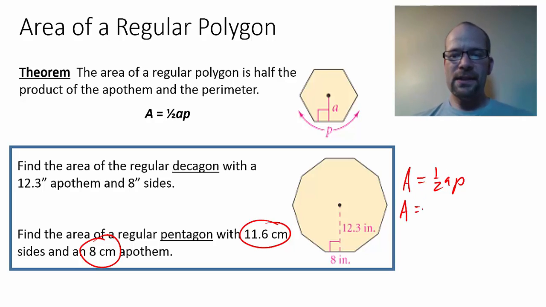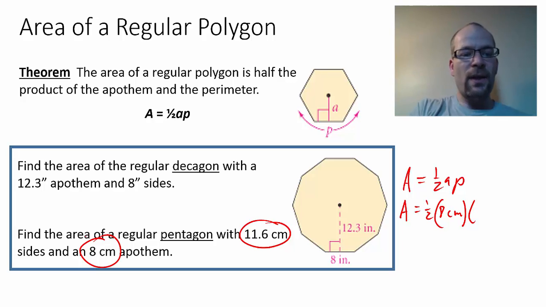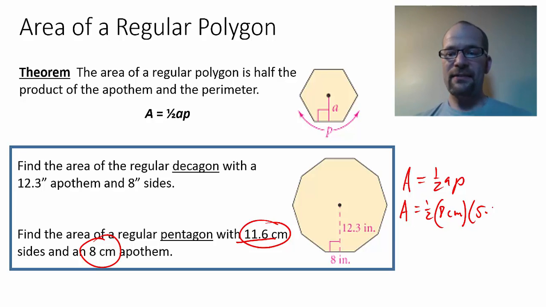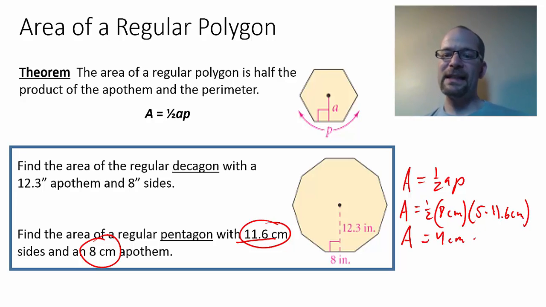So in this case, we have area is equal to 1/2 times the apothem, which is 8 centimeters, times the perimeter. Now, we weren't given the perimeter, we were given the side as 11.6, but we know that the perimeter of an n-gon is always equal to ns. So in this case, there are 5 sides, it's a pentagon, and each side is 11.6 centimeters. So we can multiply the half times the 8, which is 4 centimeters, and then we need to multiply 5 by 11.6. That seems to be 55 plus 3, 58, I believe, centimeters.